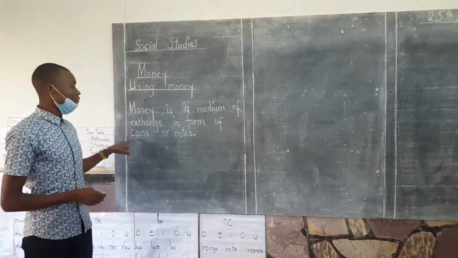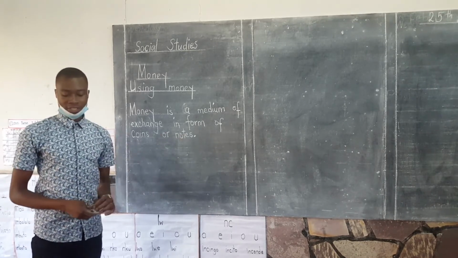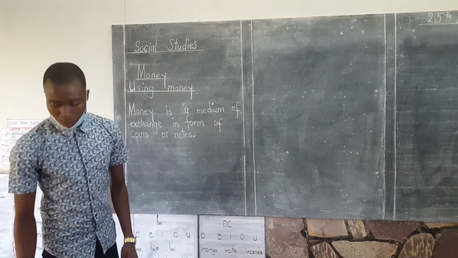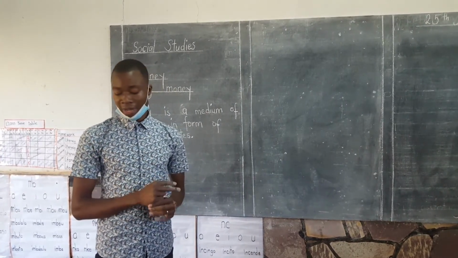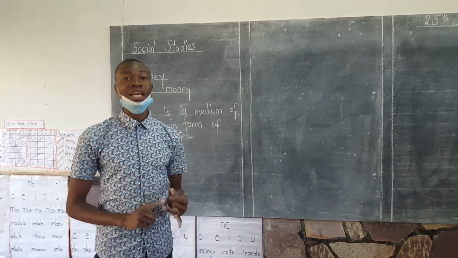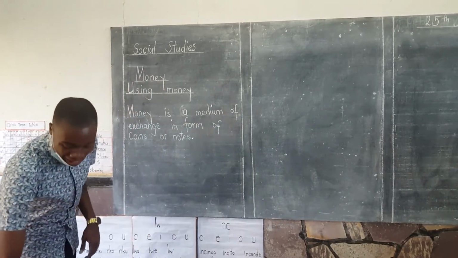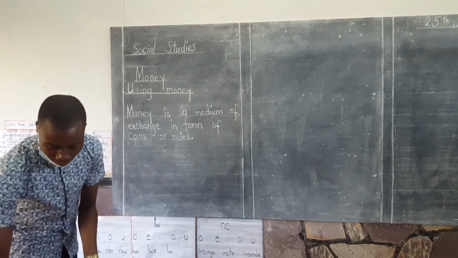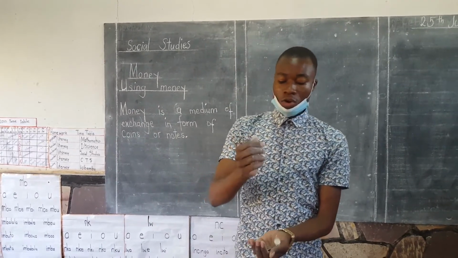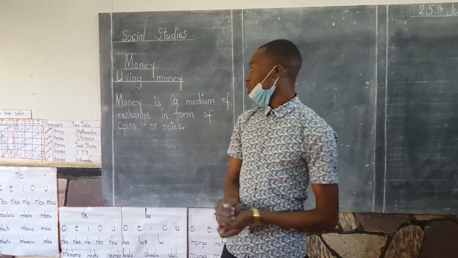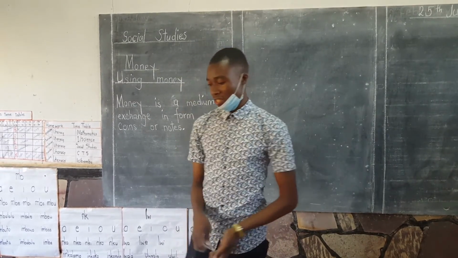Now, on the part of coins or notes, what are coins? What are notes? When you talk of money, in Zambia we have two forms of money. We have coins as well as the paper money. So when you talk of coins, these are examples. Okay, here with me, these are coins. So coins is just a form of money that is used.